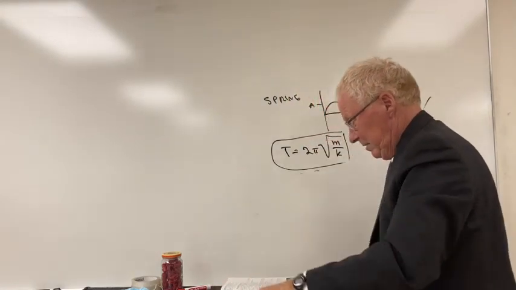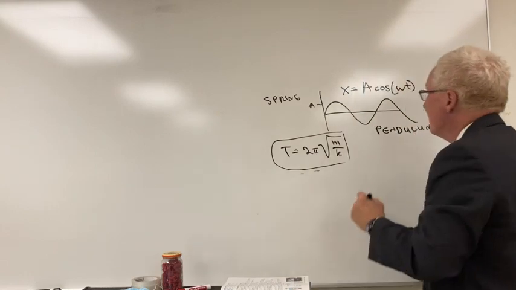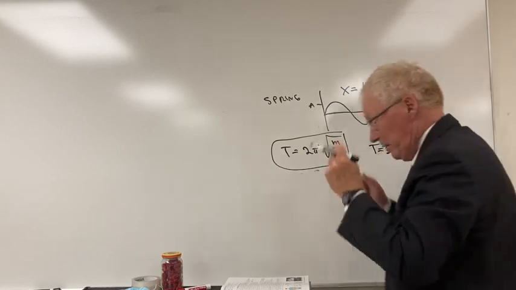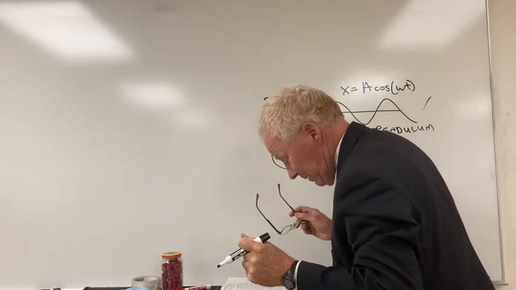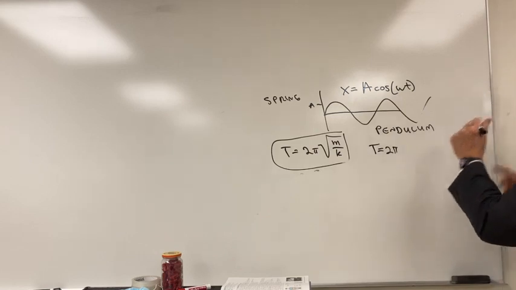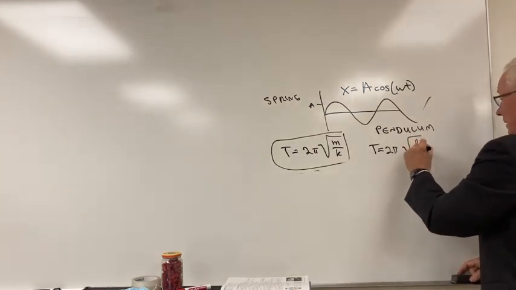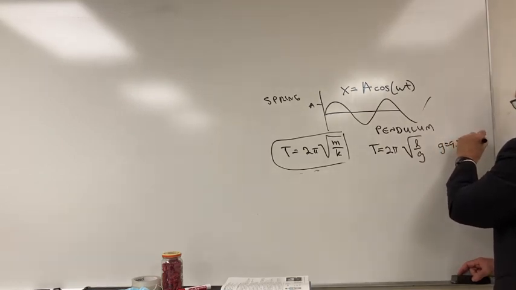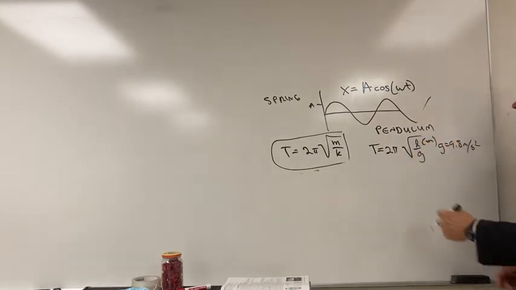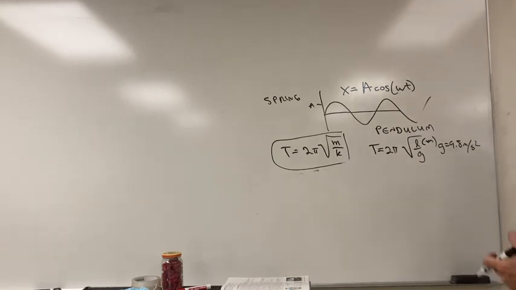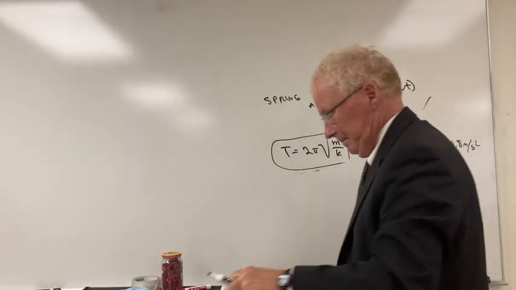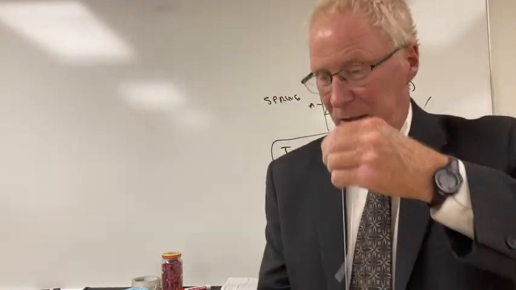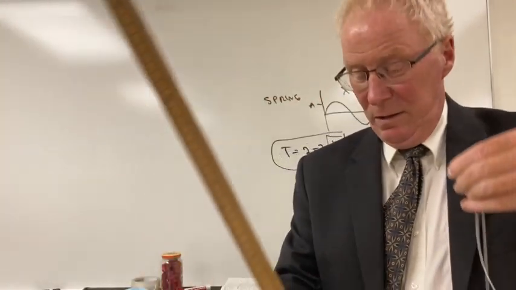So if you look at this, for a pendulum, the relationship is period. Again, we have a 2 pi, but instead of m and k, it's the length divided by g, where g is 9.8 meters per second squared. So that's the length in meters, and that's the example there. So let's do one example here. Let's just pick this one.